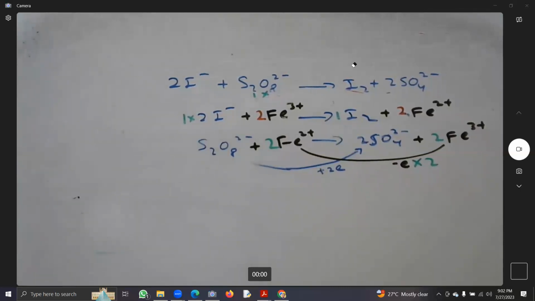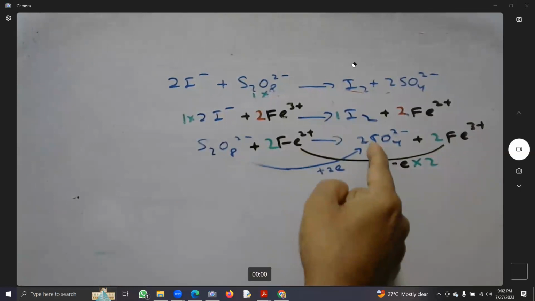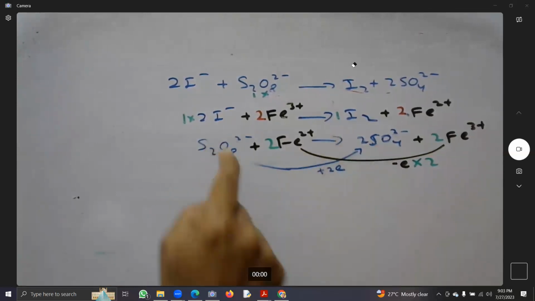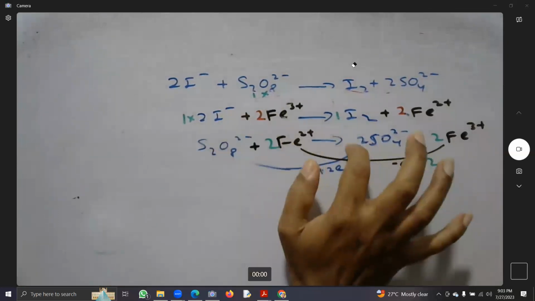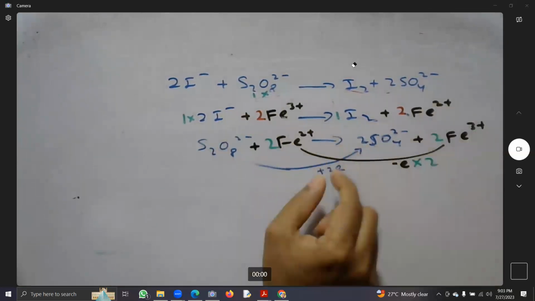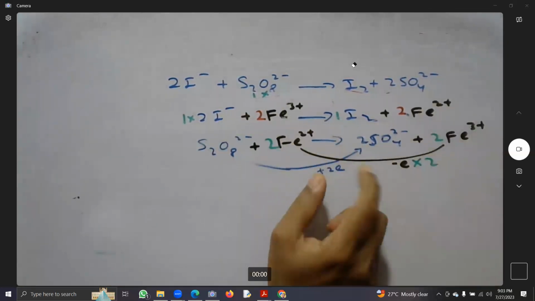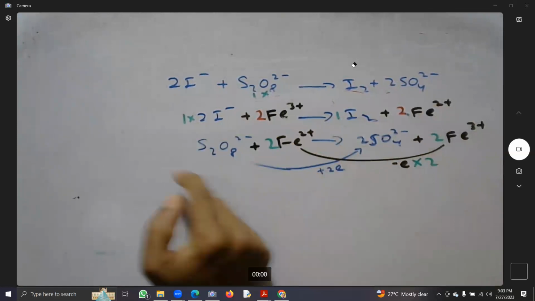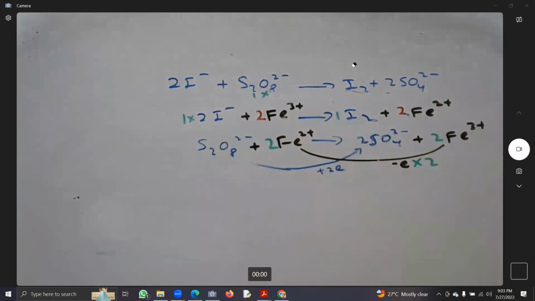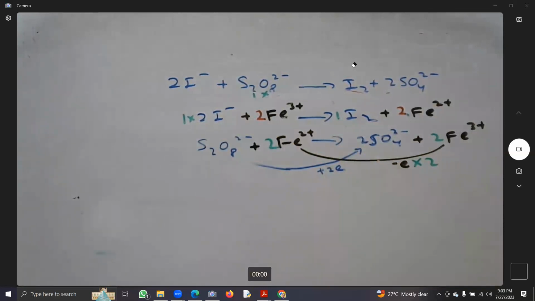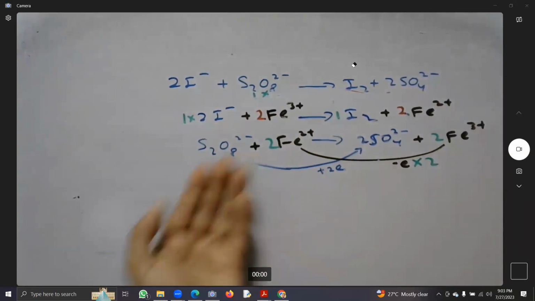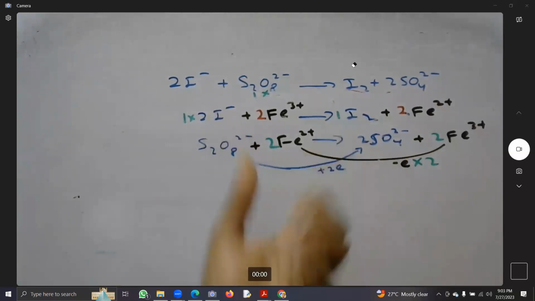Earlier we did this by checking the oxidation numbers, but we can check it from here. See, this is a 2 minus charge. To go to a 4 minus charge, it must gain 2 electrons. From there it's easier, rather than checking this oxidation number and that oxidation number. Either way, we have to balance the electrons, but checking with this is easier. Got it, no? 2 minus to go to 4 minus, it must gain 2 more electrons.